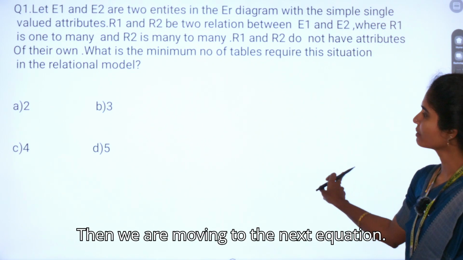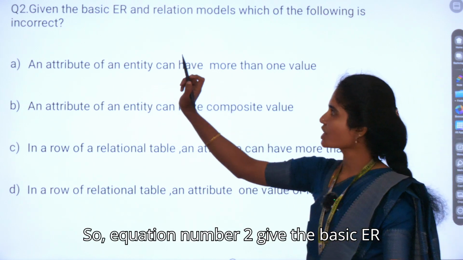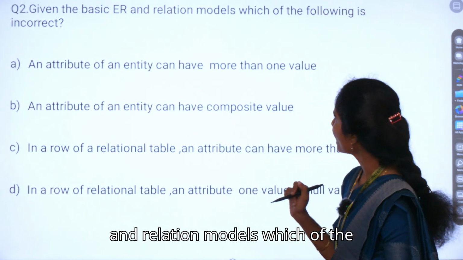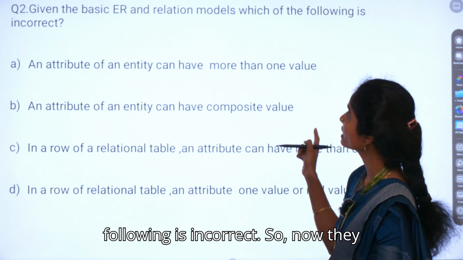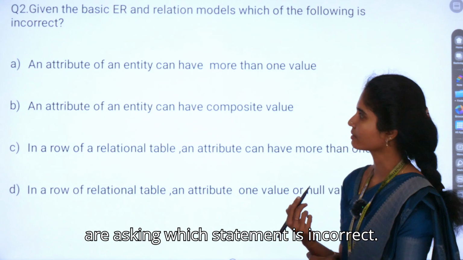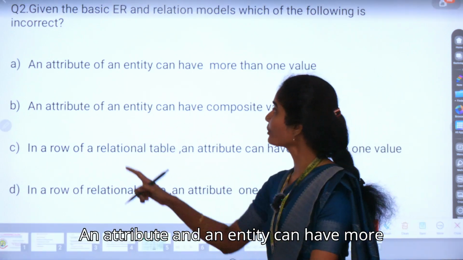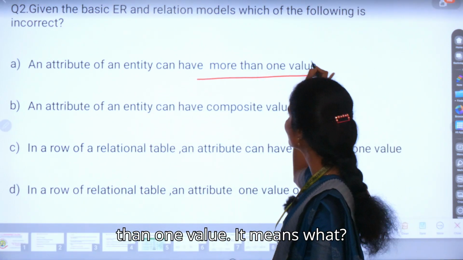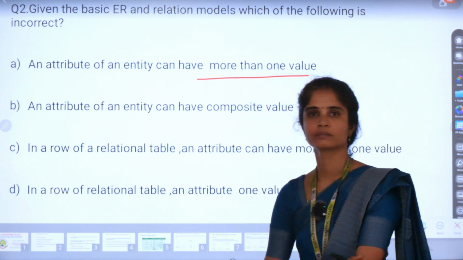Then we are moving to the next question. Question number 2. Given the basic ER and relation models, which of the following is incorrect? Okay, so now they are asking which statement is incorrect. An attribute in an entity can have more than one value. What does it mean?